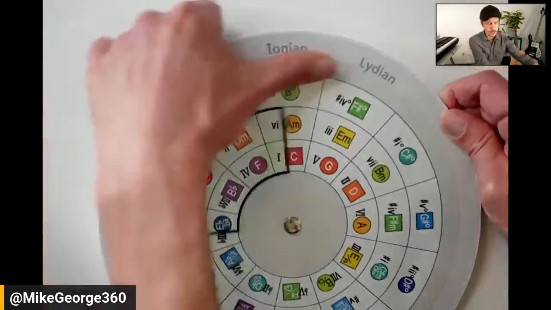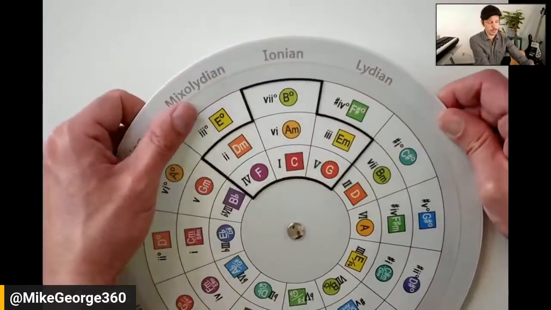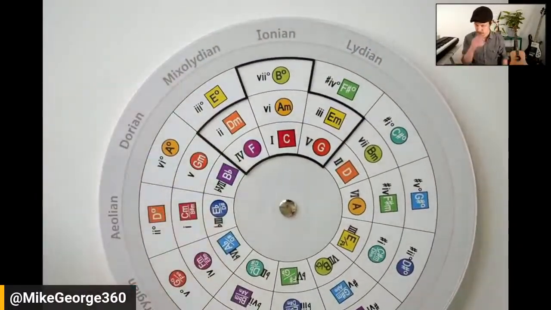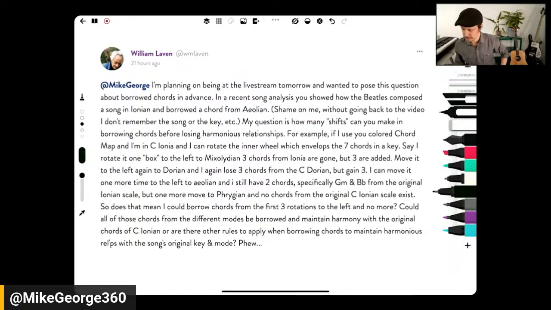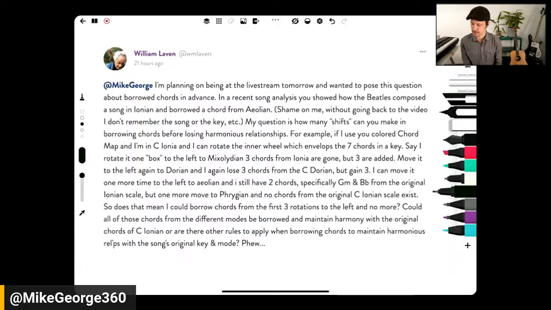So, to the question here, William said, in a recent song analysis, you showed how the Beatles composed a song in Ionian and borrowed a chord from Aeolian. And I think the song was, well, there have been a couple of Beatles songs that have done that. Across the Universe may be the one that you're referring to.